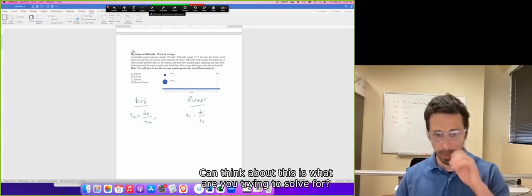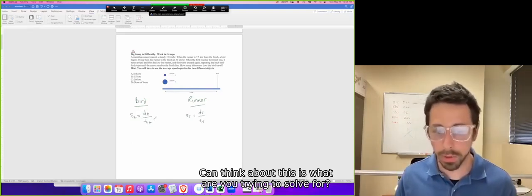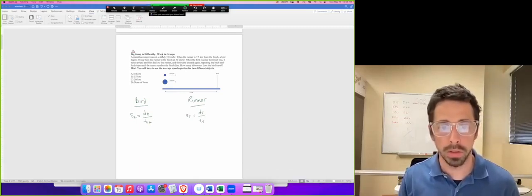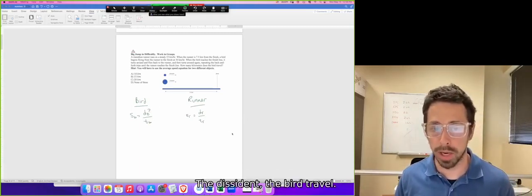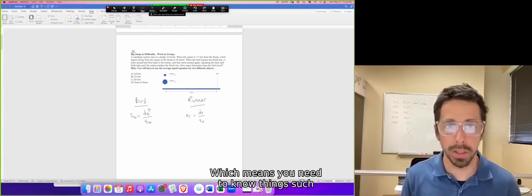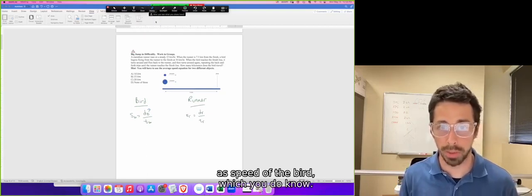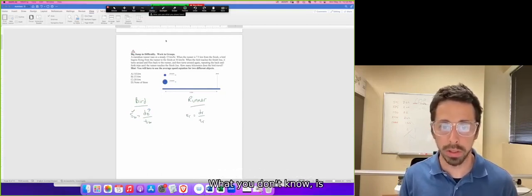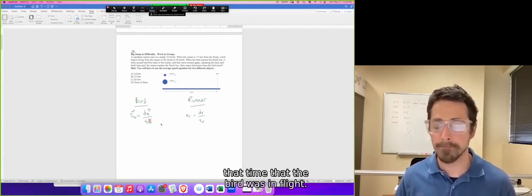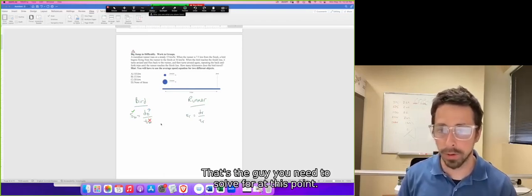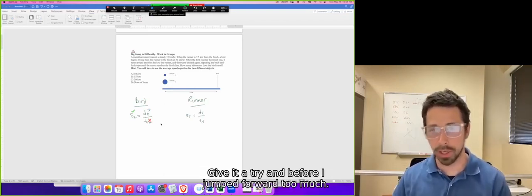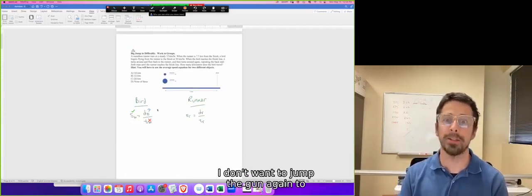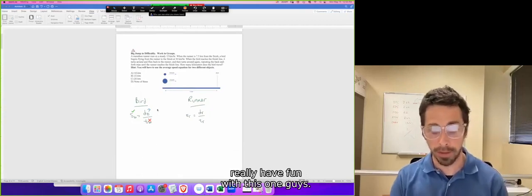Okay, now what you have to think about is, what are you trying to solve for? Well, should hopefully know what that one is. That's the distance the bird traveled, right? Which means you need to know things such as speed of the bird, which you do know. But what you don't know is that time that the bird was in flight. That's the guy you need to solve for. And at this point, give it a try. And before I jump forward too much, yeah, okay, next round. Don't want to jump the gun again too early. Have fun with this one, guys.